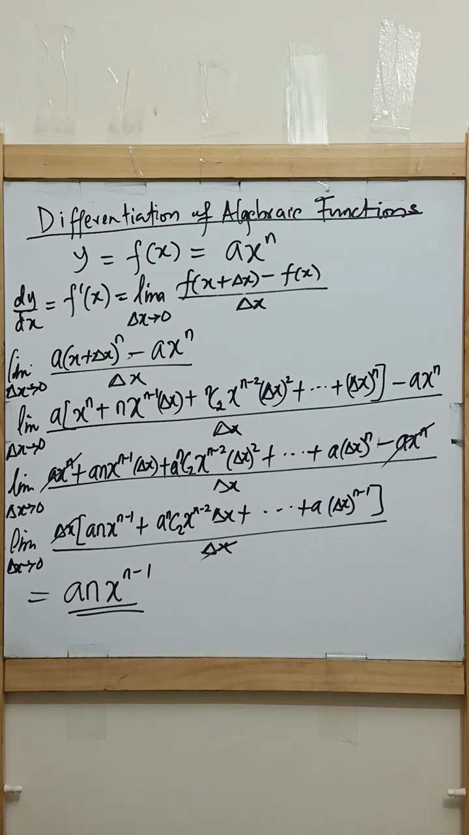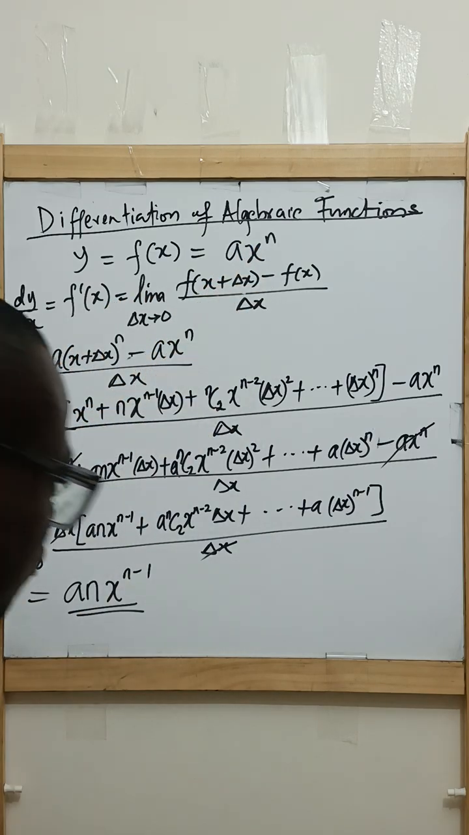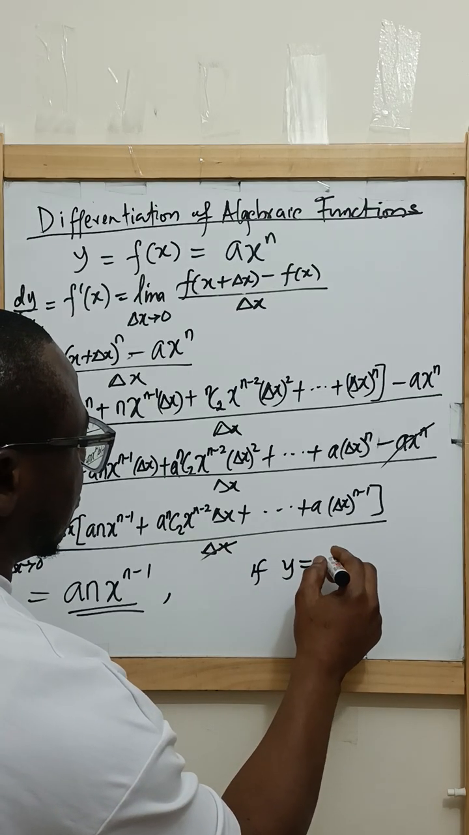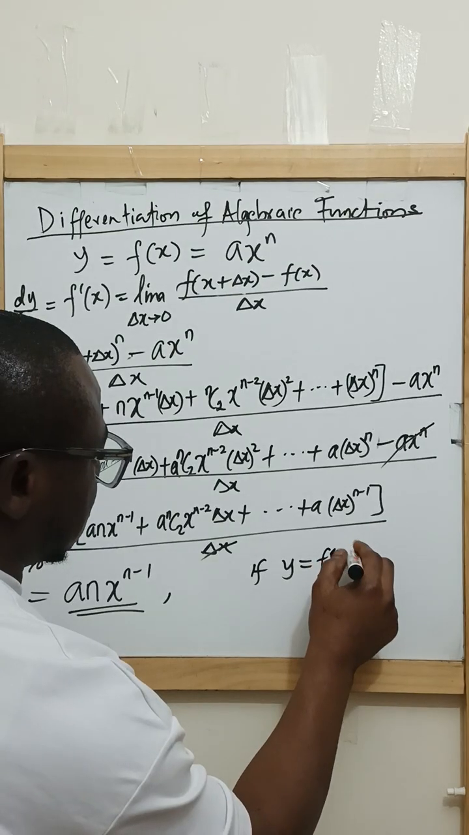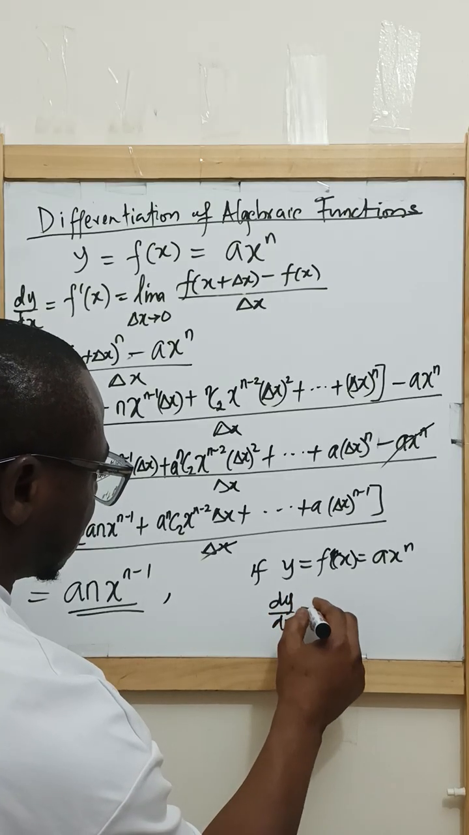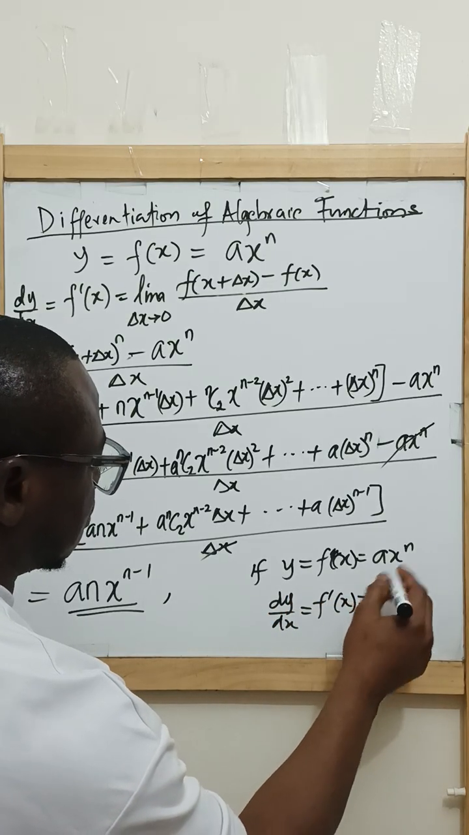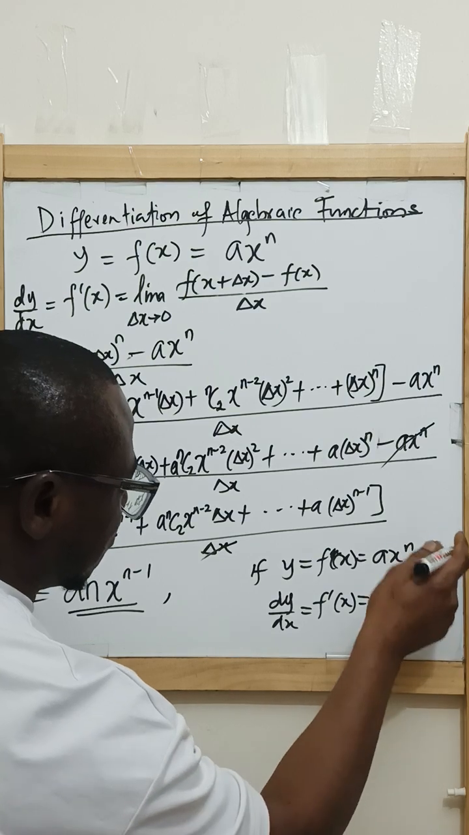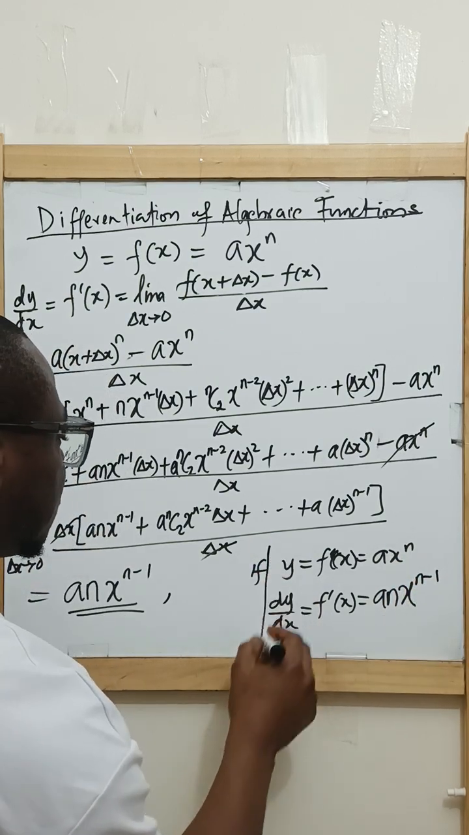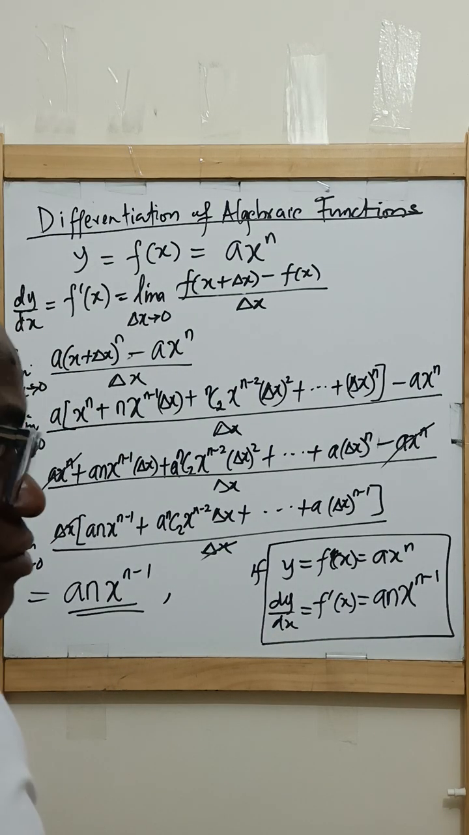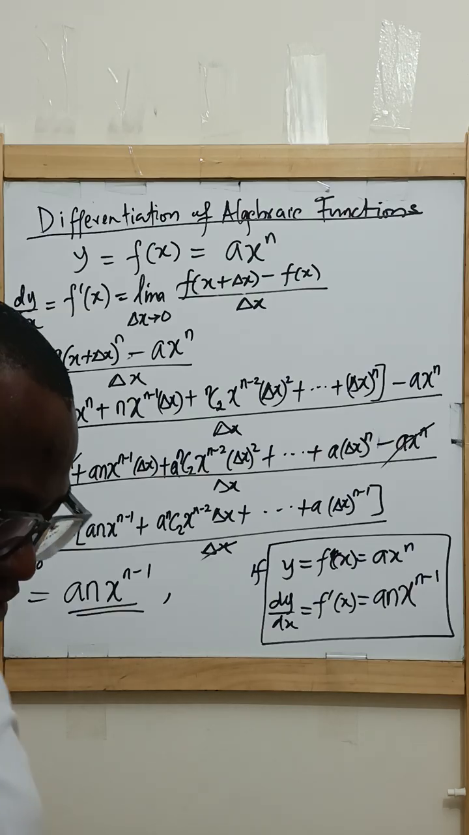So this is the differentiation from the first principle of y equals ax raised to the power n, which means if y, or f of x, is equal to ax raised to the power n, then dy/dx, which is also called f prime of x, is going to be a n x raised to the power n minus 1. So this is the fundamental formula in differentiation of algebraic functions. This is how we arrive at this.